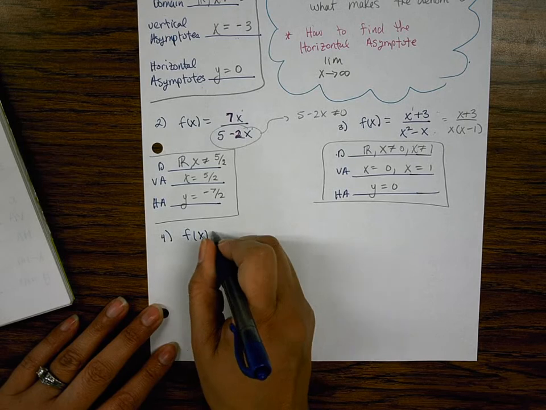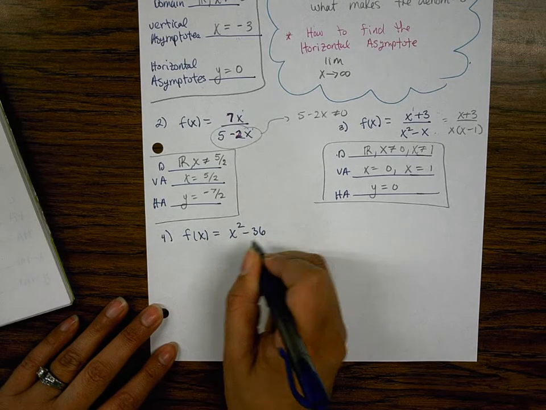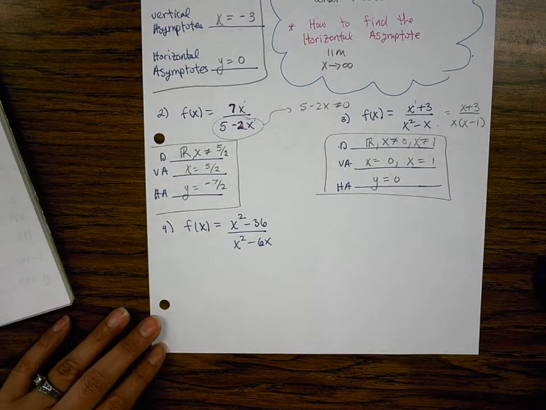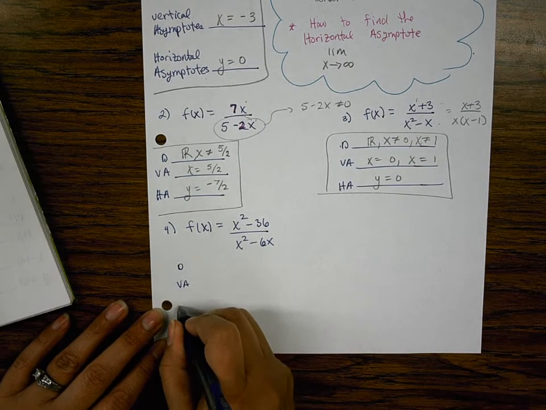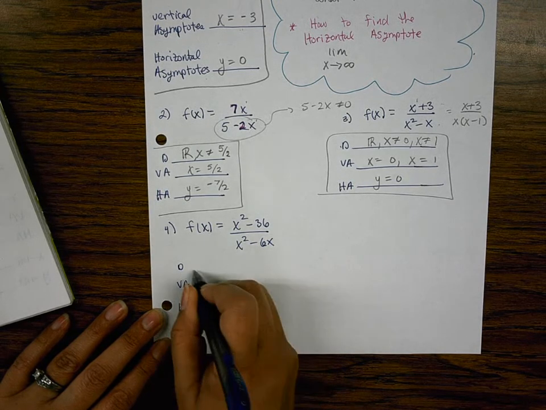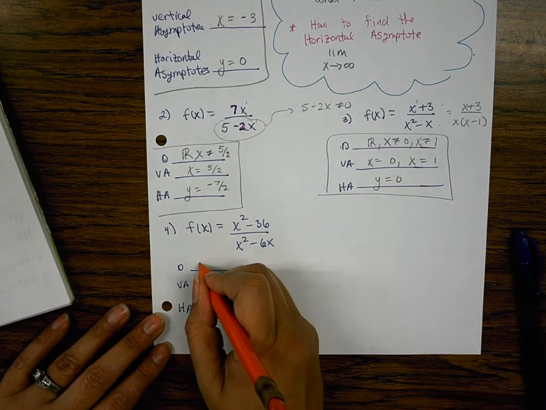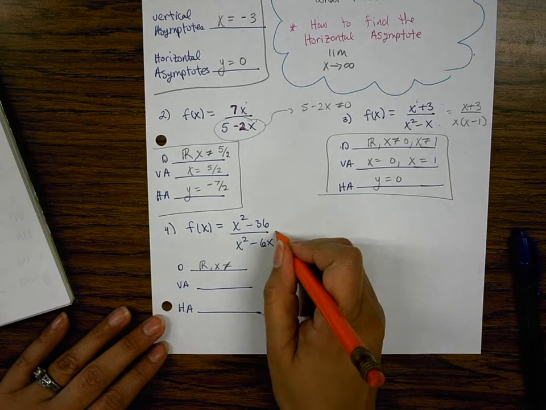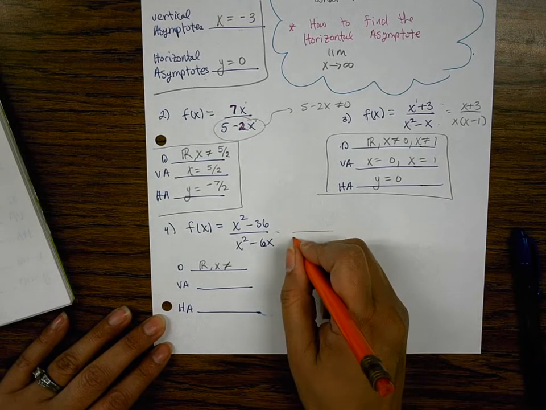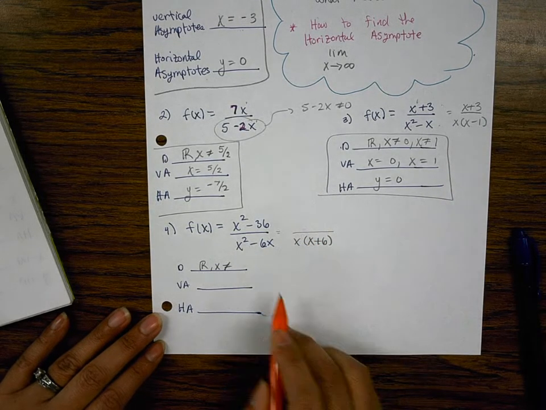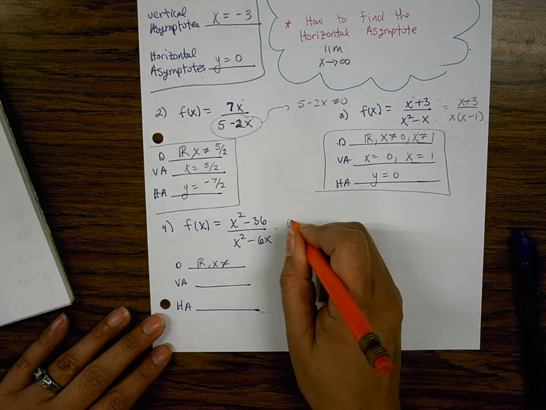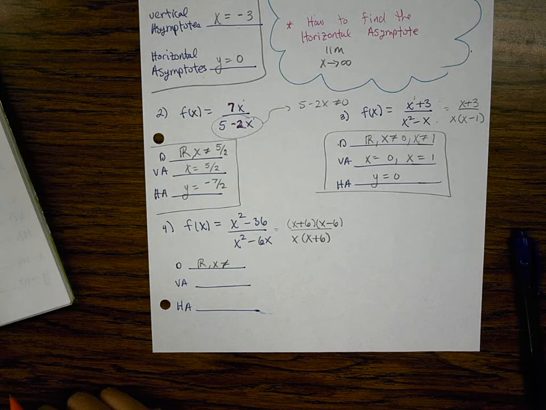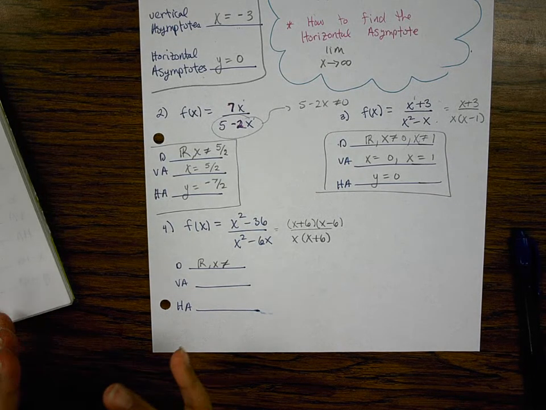Okay, number 4. F of x equals x squared minus 36 over x squared plus 6x. Domain, vertical asymptote, horizontal asymptote. All right, all reals such that x cannot equal, and again I have to factor. I could take out an x, leaving behind x plus 6, and I can factor the numerator. And does it matter if I factor? Let's see. Yes, it matters because I'm able to reduce.